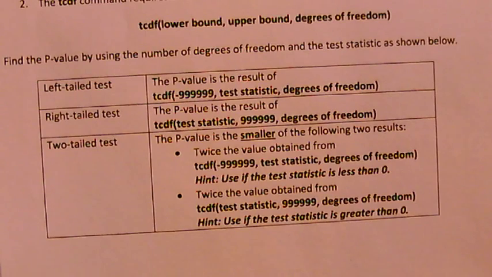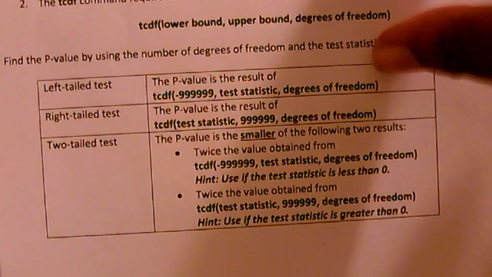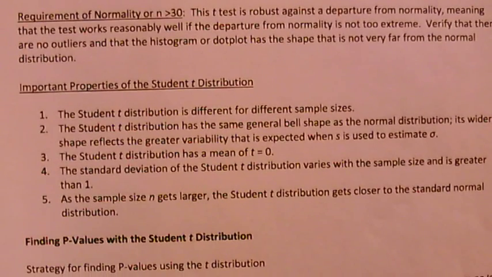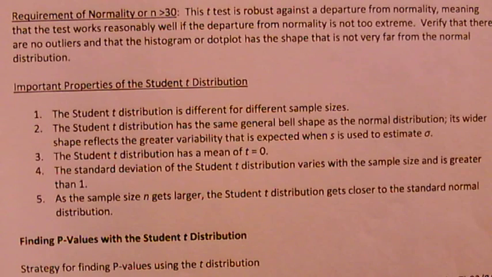Okay, and you'll see how this works out when I do some examples. Now, I do need to mention some of the important properties of a student t-distribution. The student t-distribution is different for different sample sizes. As your sample sizes vary, that distribution differs, and it's based on the number of samples that you have.